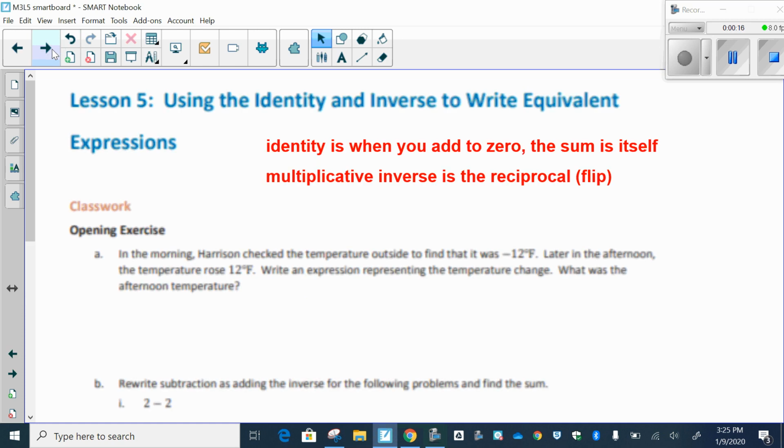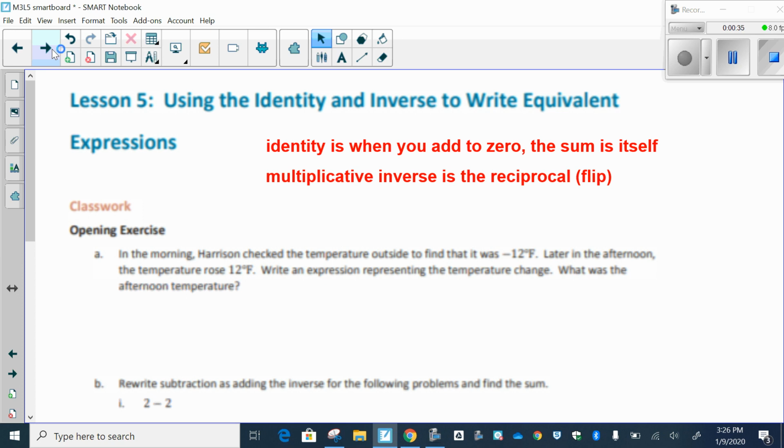So the title uses the word identity. Identity is when you add a quantity to zero. The sum is itself. Think about that. Your identity is yourself. Identity is when you add to zero, you keep that same quantity.